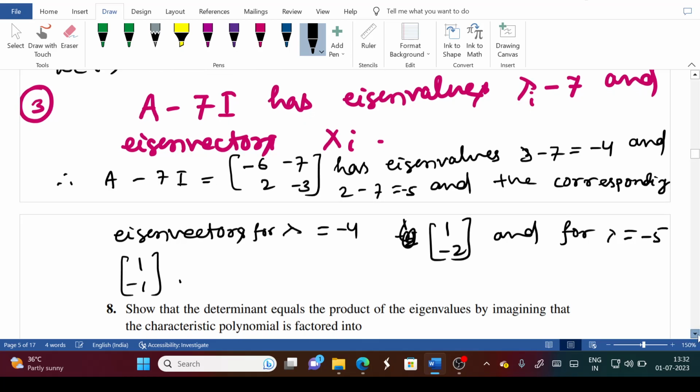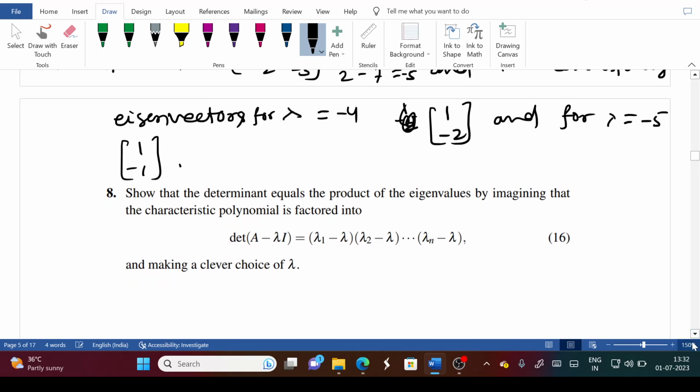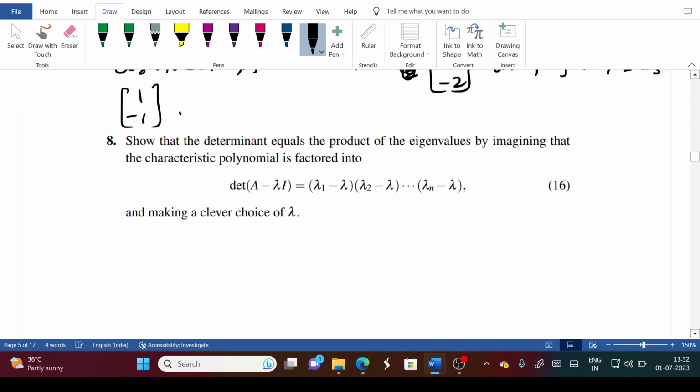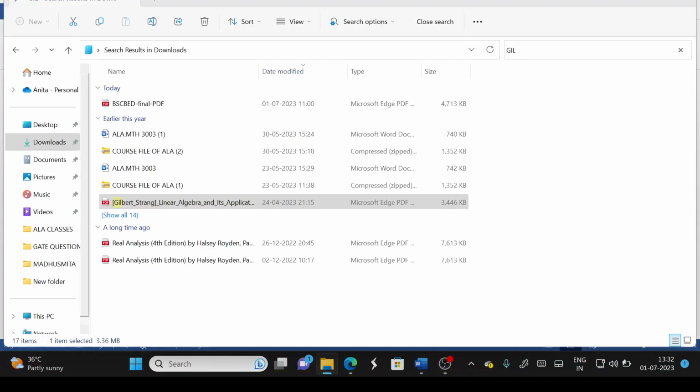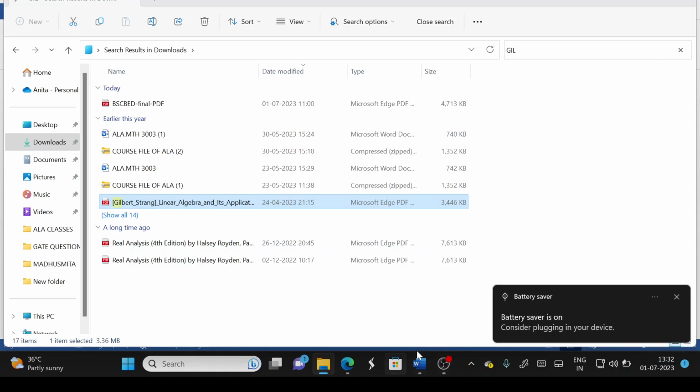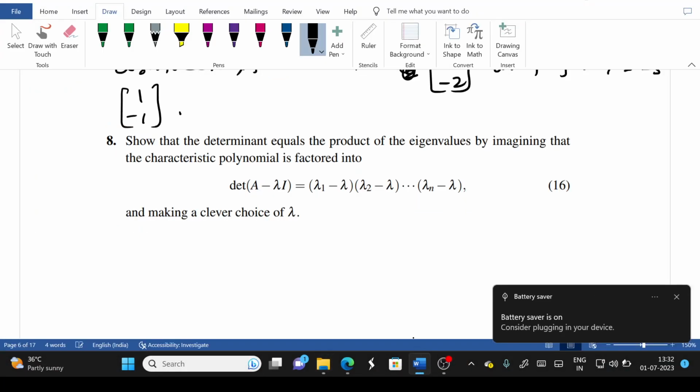Now question number 8 we will do. What is it telling? The determinant equals the product of the eigenvalues of a given matrix. Sorry for the inconvenience. Let me stop the video here.